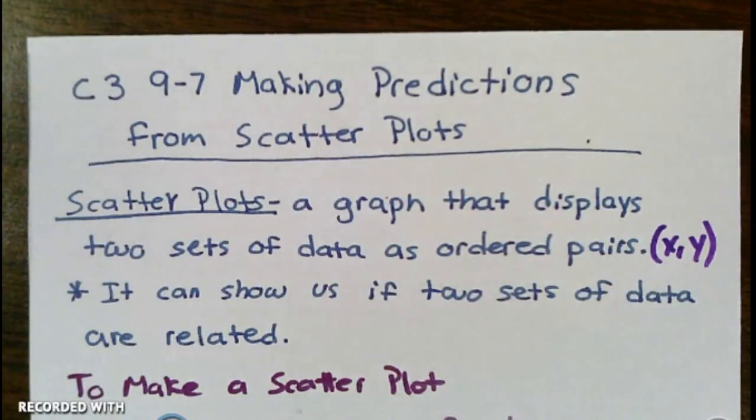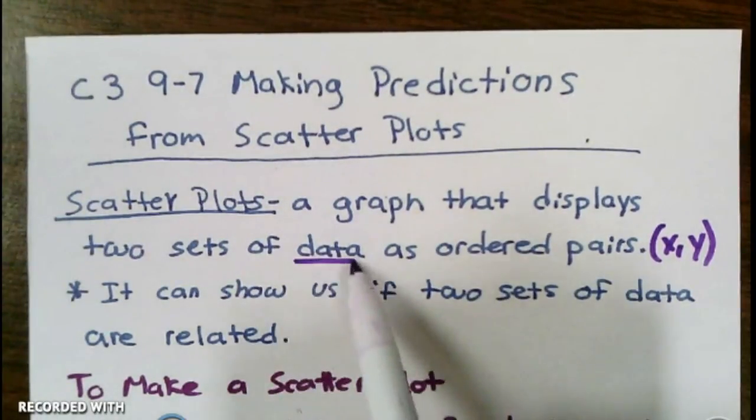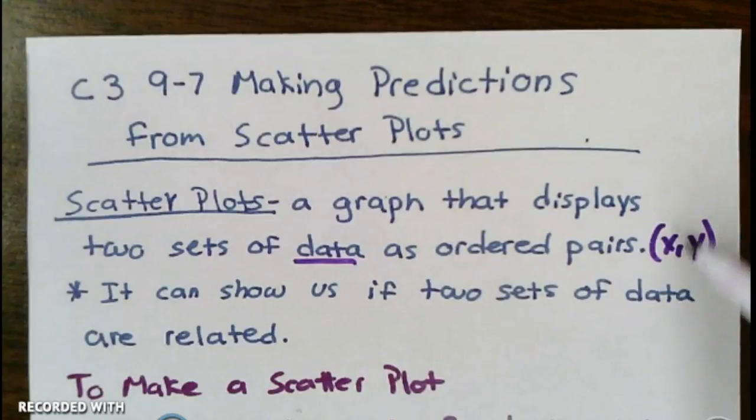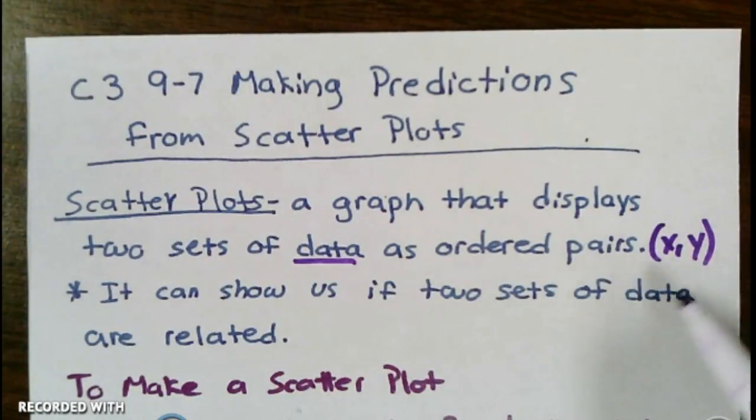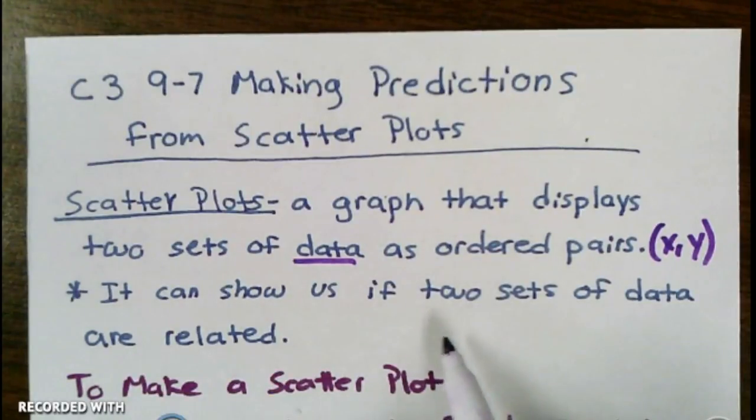So a scatter plot is a graph that displays two different sets of data as an ordered pair. Your x value is going to be on your horizontal axis and your y value is going to be on your vertical axis. And what's great about putting them into an ordered pair and plotting them is it can show us if these two sets of data are related.